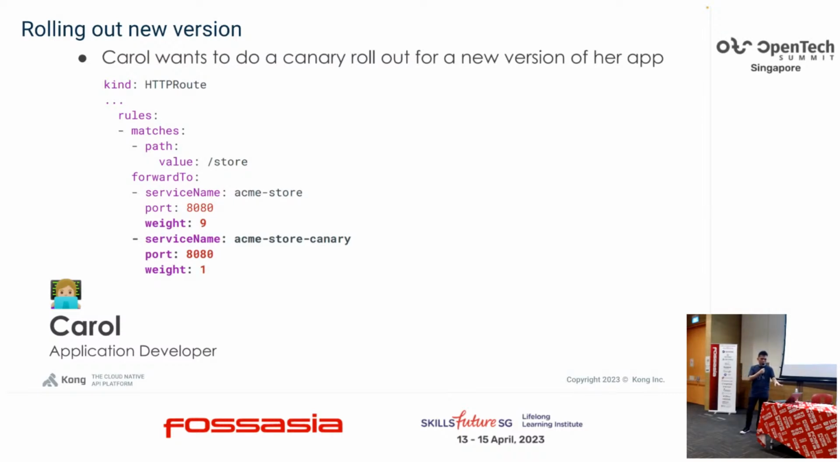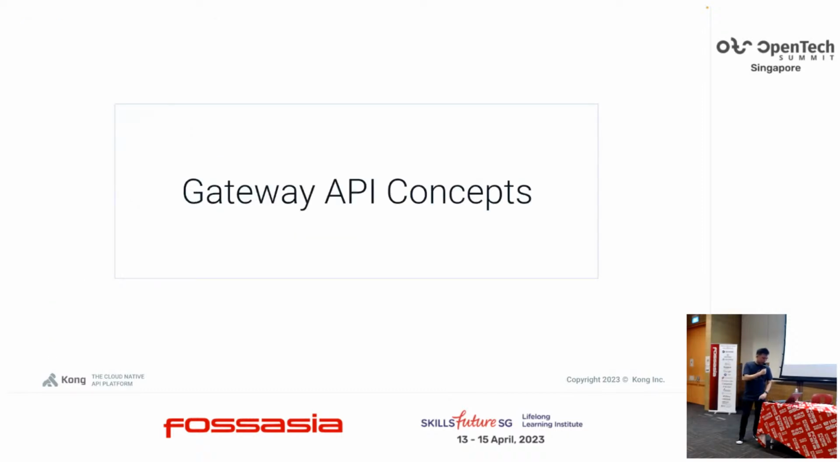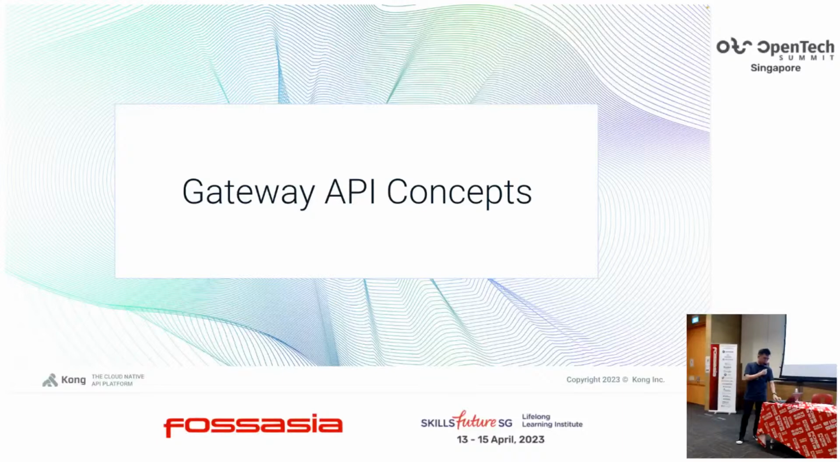Okay, so this is not proprietary to Kong, right? This is what Gateway API can achieve, whichever ingress controller implementation you use, if they support this. HTTP route is an open standard. I just want to emphasize that. Okay, so some concepts before I go for a demo.